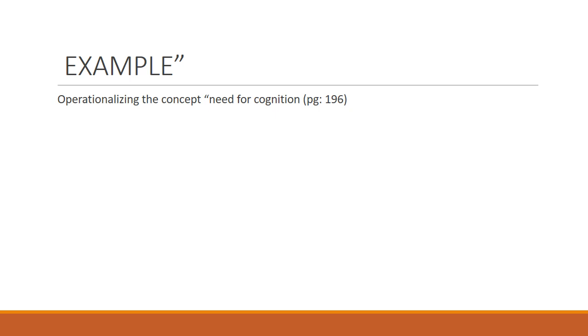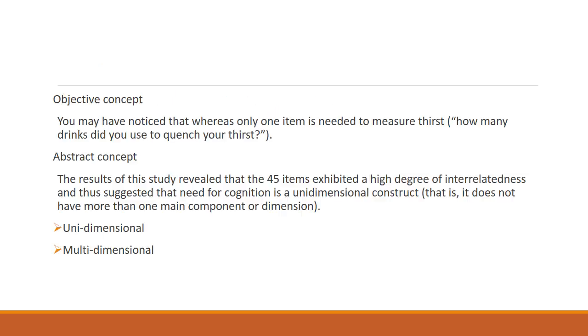So the example is here, operationalizing the concept need for cognition. Okay, it means thirst or the other variables which we discussed. So dimension means कि the questions or elements, they must be interrelated.